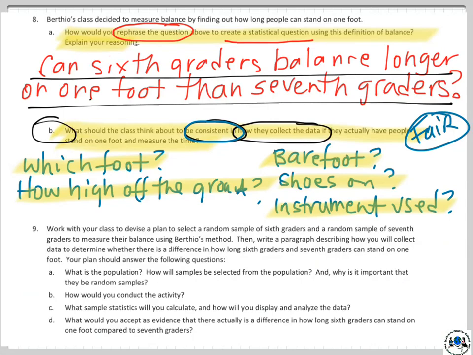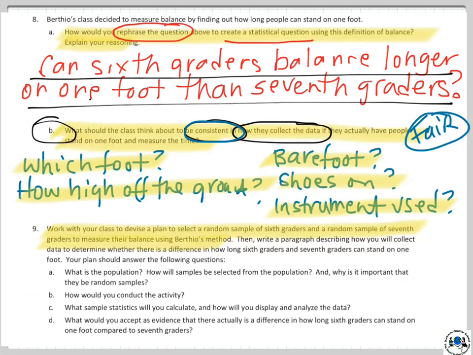Okay, so the rest of this, number 9, we could just talk about briefly right here. Of course, you're not together to actually plan this sample or random sampling. It says here, work with your class to devise a plan to collect a random sample of 6th graders and a random sample of 7th graders to measure their balance using Berthio's method.